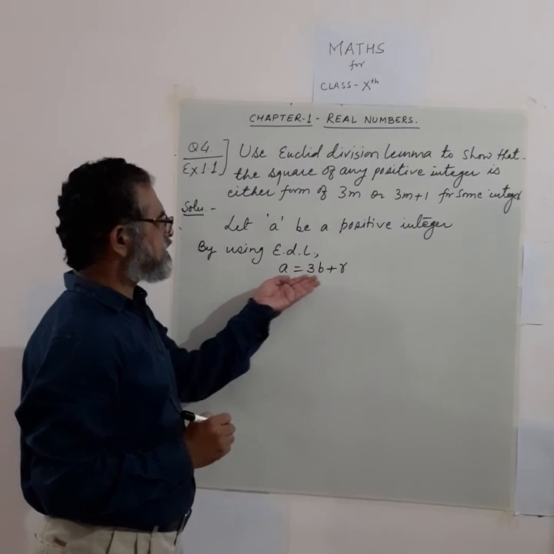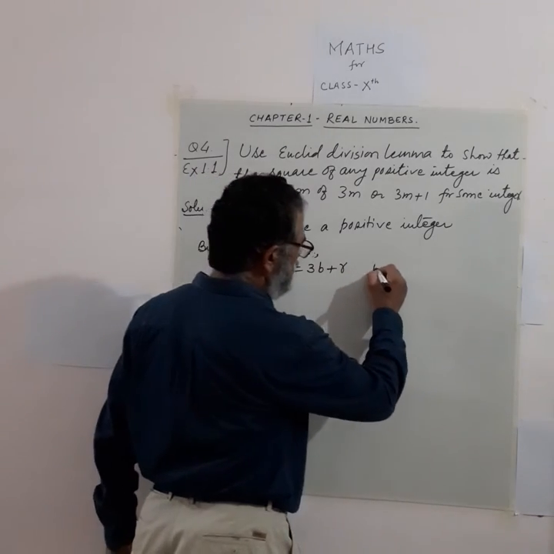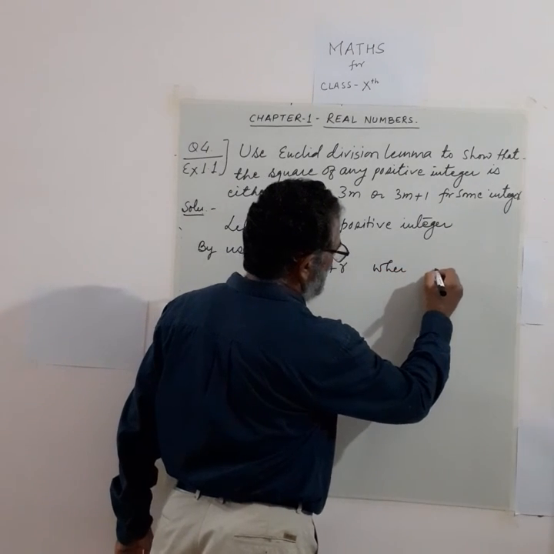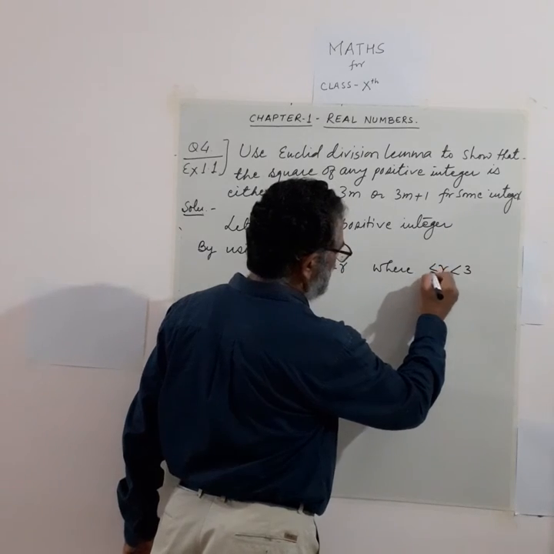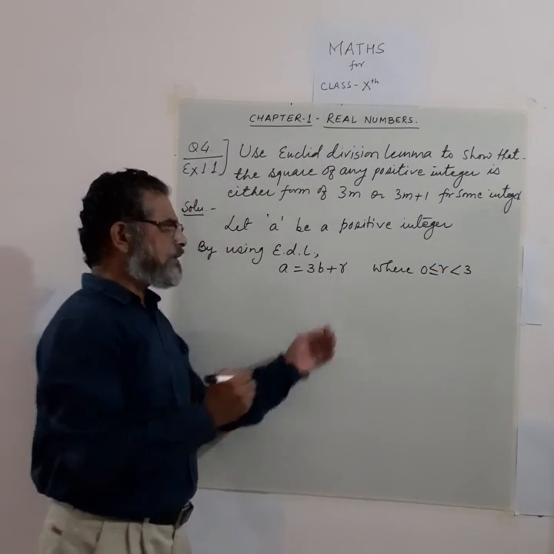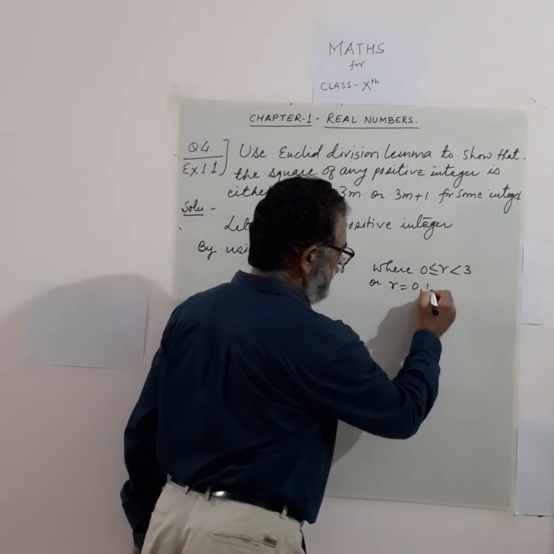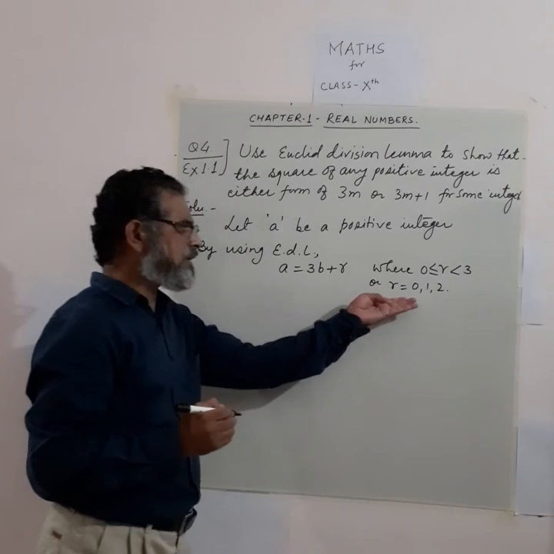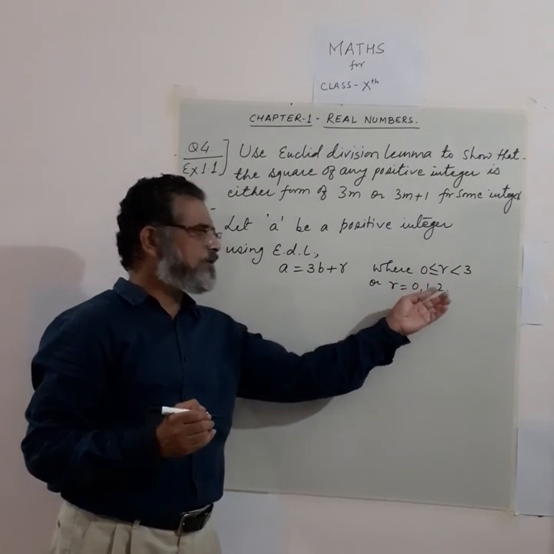a can be written as 3b plus r, where r is less than 3 and greater than or equal to 0. So you can write r is 0, 1 and 2. You can also write this: the value of r is lying between 0 and 3, meaning 0, 1 and 2.